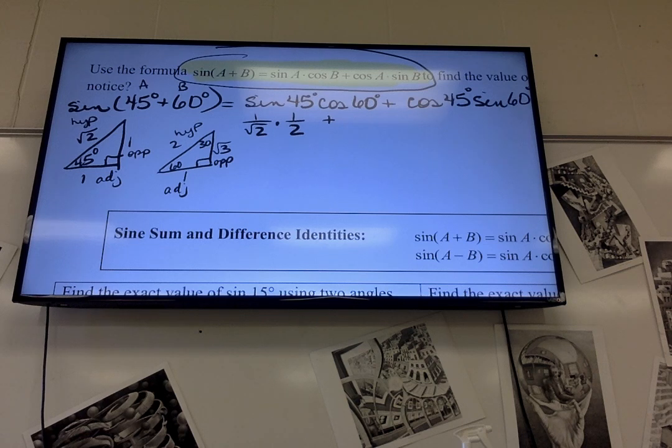Plus the cosine of 45. Yep, that's 1 over square root of 2 again. And this time the sine of 60. Yep. So top times top, bottom times bottom. So it's 2 square root of 2 on bottom. Plus top times top, bottom times bottom.